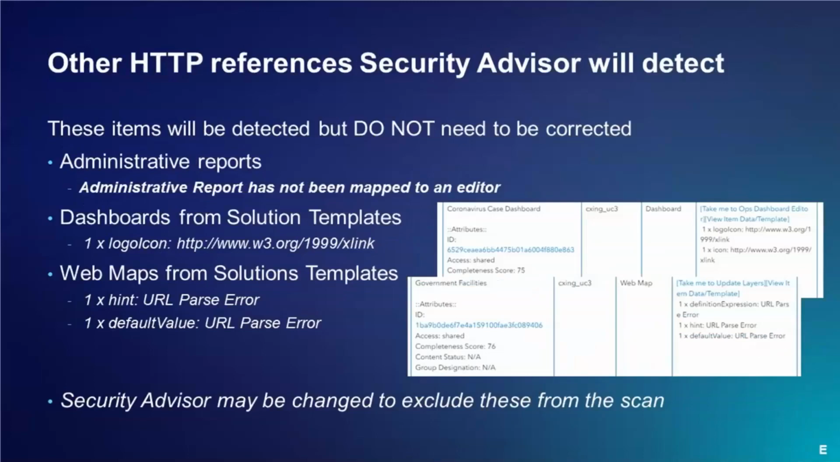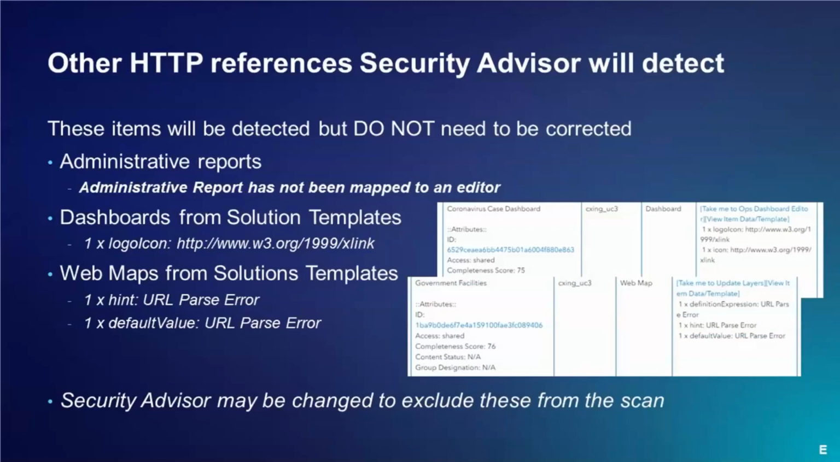The security advisor also detects many HTTP references that don't need to be corrected. These include new administrative reports, like the member report run in our second demo. The advisor isn't sure how to handle the report, so that can be ignored.